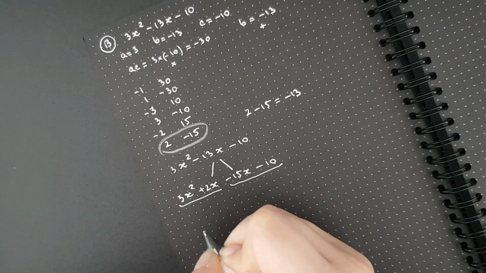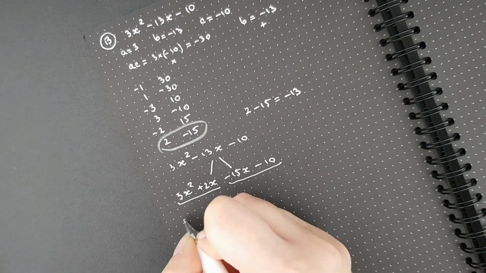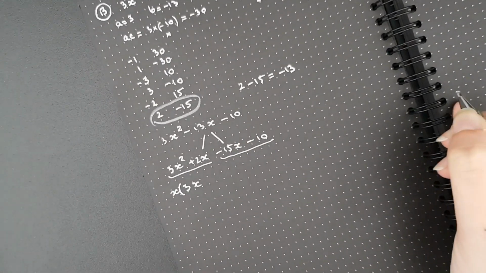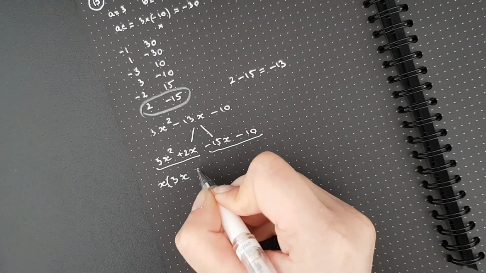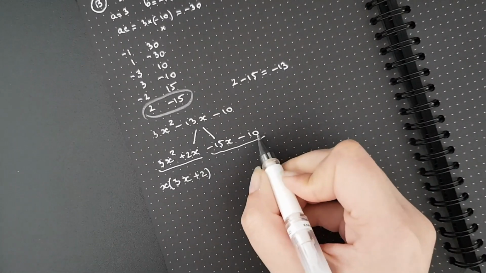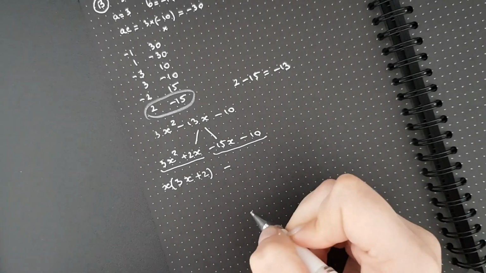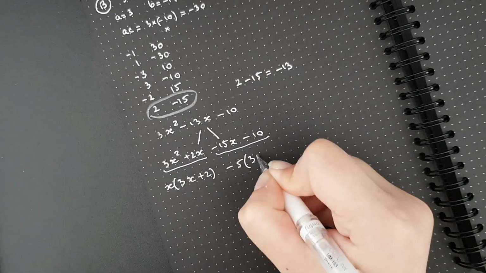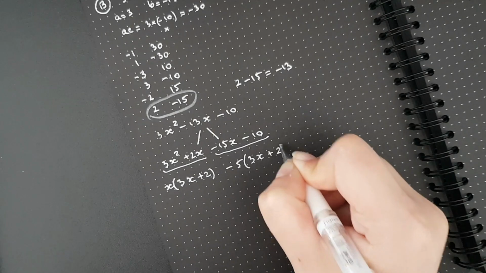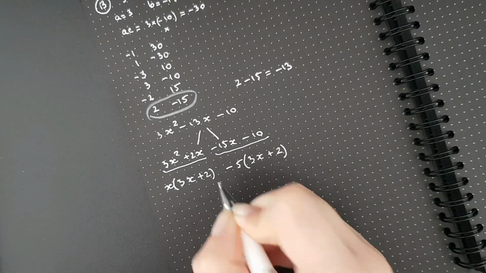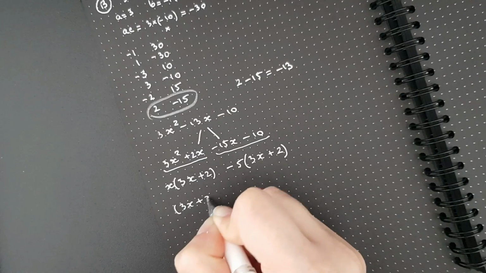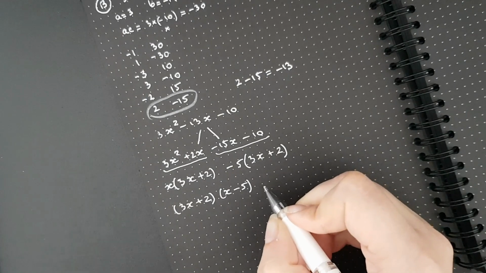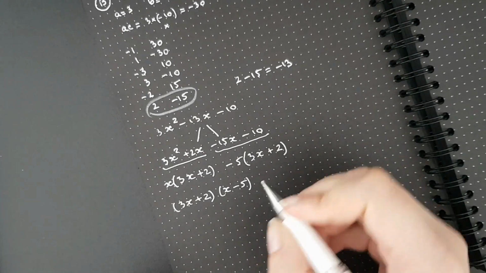So first two, common factor. Oh, it's just the x. Okay, so I've got the 3, the x, and the 2. And this one, we've got a negative because they're both negatives. 5, negative 5. So I've got 3, the x, and plus 2. Oh, lovely. This is my nice bracket. So I've got 3x plus 2, x minus 5. Yay! Great!